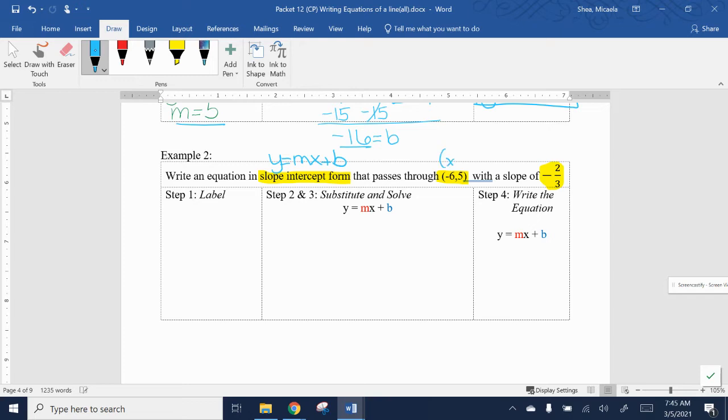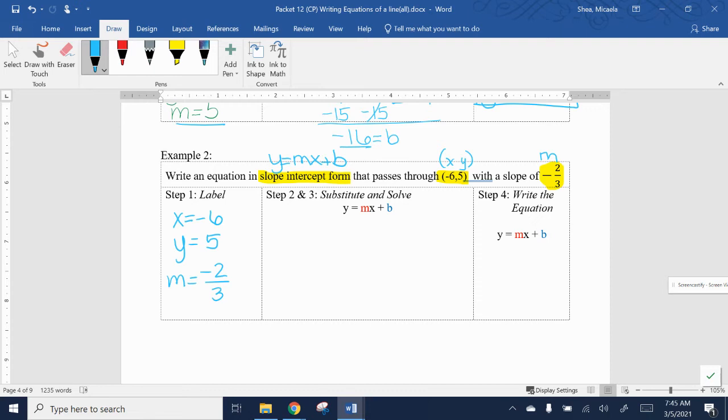Every point is made up of an x and a y. And we know that slope, we use the letter m. So we're going to list what we have. Well, we have x equals -6, y equals +5, and our slope is going to be -2/3. We're doing this example with a fraction, but for the problems that I'm going to give you to work on, you won't have a fraction, so don't get nervous about that. Even if you had a fraction, you can always use a calculator to do the math.